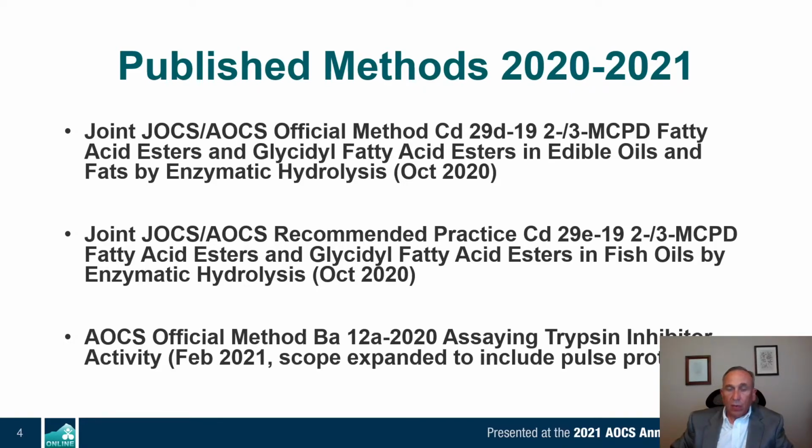In addition, we have published a new official method, BA12A2020. It was built upon a previous method that was limited in scope to soybeans. This is a trypsin inhibitor activity method, and it was carried out by Dr. Keshen Liu under very interesting and trying circumstances, but he did an outstanding job, and he expanded the scope of the method to include pulses and cereals and other grains. So we're looking forward to seeing a broad institution of this method in our LPP.